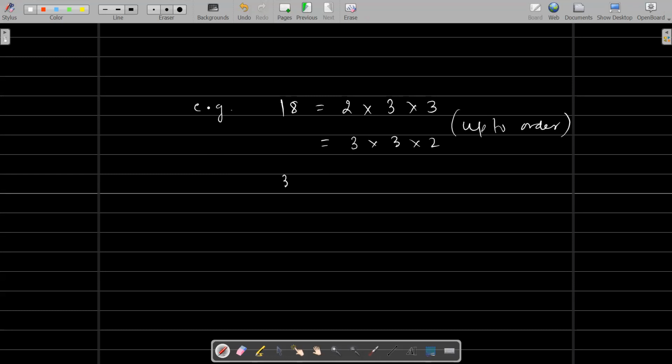Let's say 19, and I say 19 is prime. So every number is itself a prime, or if it's not prime, it can be factored as a product of primes.